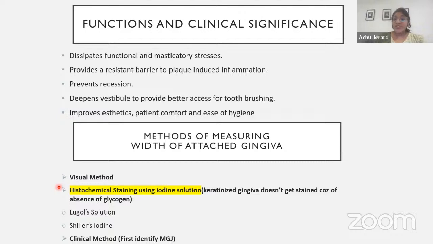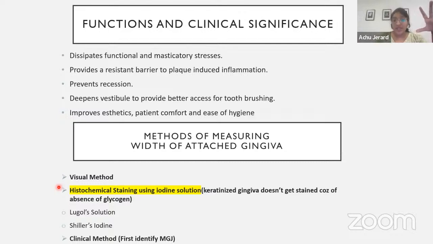And another visual method is histologic staining, where you use iodine solution, Lugol's iodine or Schiller's iodine. A point to be remembered here is that when you use this iodine to stain, we actually stain the alveolar mucosa, not the keratinized gingiva. We usually have a thinking, okay, we observe attached gingiva by histologic staining, so the attached gingiva will get stained. It's not like that. The attached gingiva will not get stained, but the alveolar mucosa will get stained.